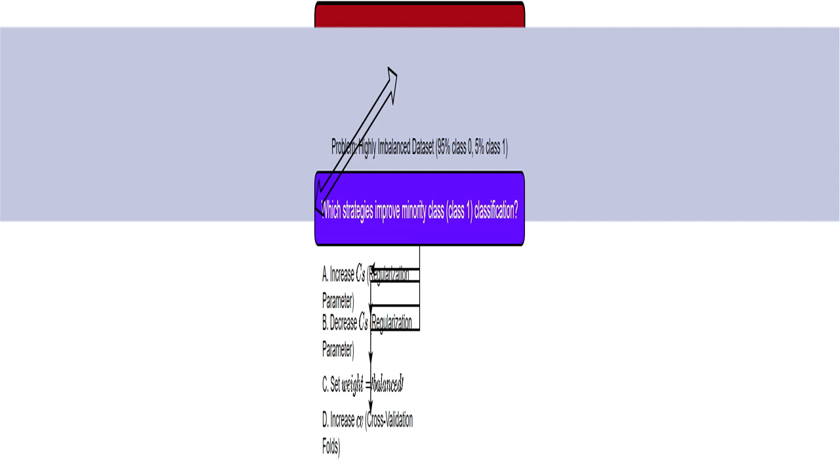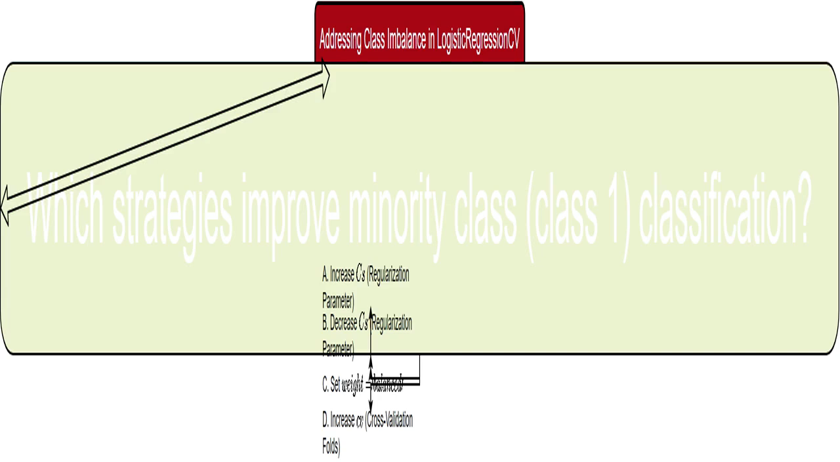I need to think carefully about how to deal with this class imbalance. I'm looking for techniques to help my model do a better job of identifying the minority class, class 1. The goal is to create a model that's both accurate and fair to both classes, not biased towards the majority class. The question focuses on techniques that can improve the prediction of the less frequent class.